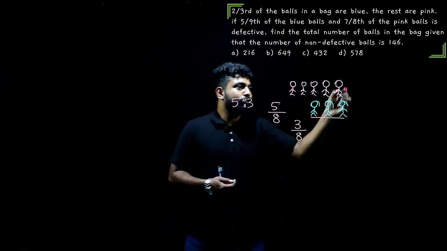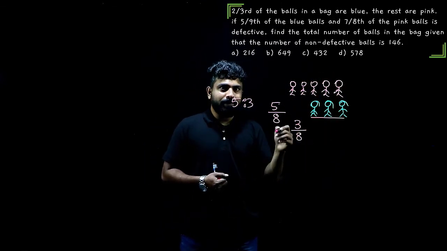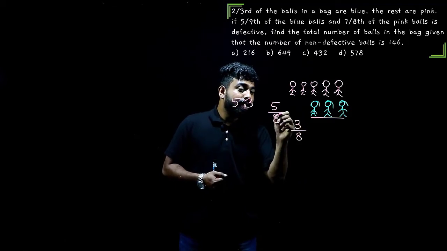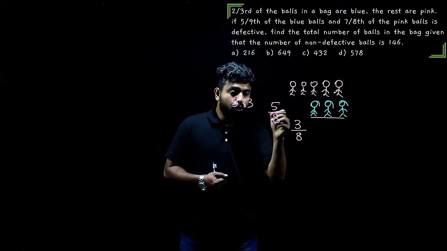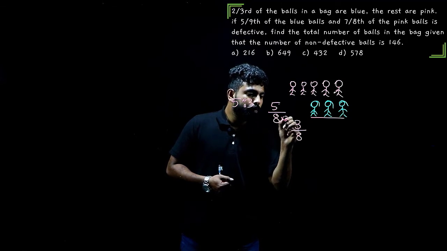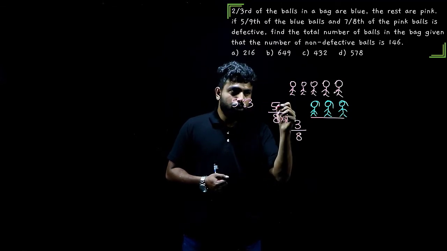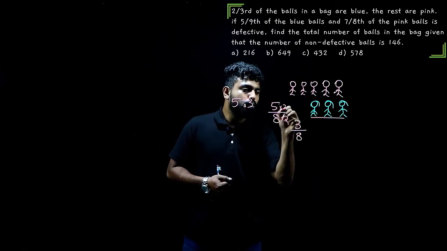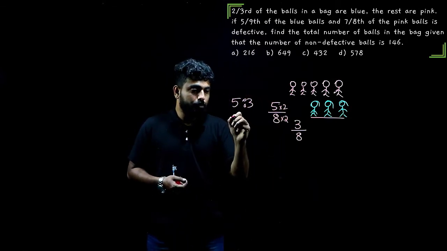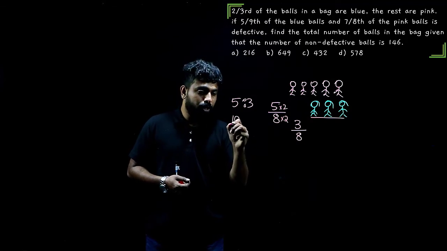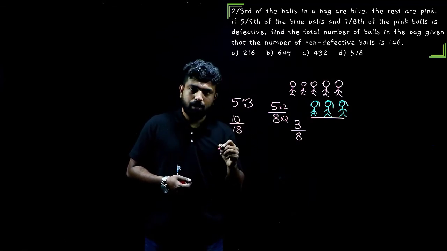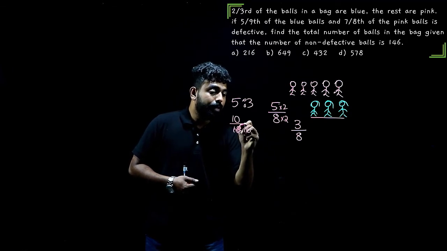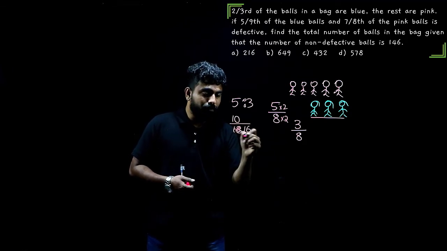For example, we have only taken 8 people here. What if I take 16 people? Instead of 8, it will become 16. So how do I get 16? Into 2. So what must I be doing in the numerator as well? To keep the ratio constant, it will be into 2. So there will be 10 boys out of a total of 16 people.